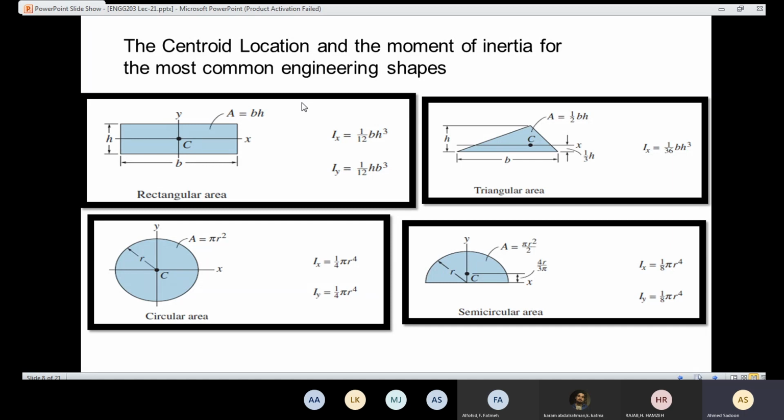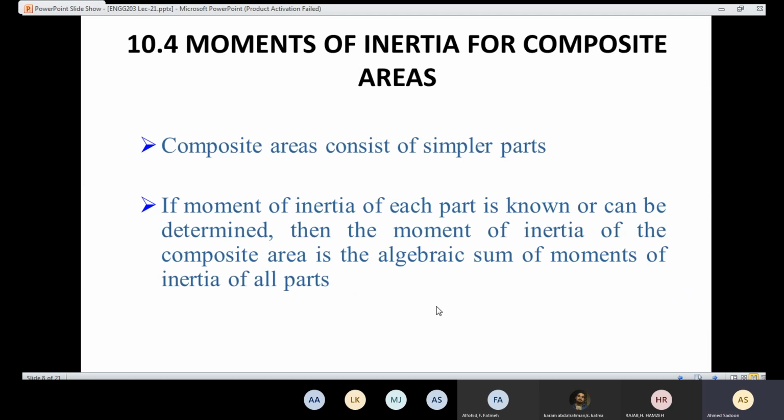So here is the moment of inertia for a rectangle, here for a triangle, here for a circle, and here for a semicircle. Now we need to know how to determine the moments of inertia for composite area. Composite area means that it consists of simpler parts. You can divide it into triangles, circles, and rectangles. And the good thing about that is, if I know the moment of inertia for the simpler parts, I'll be able to determine the moment of inertia for the composite part.